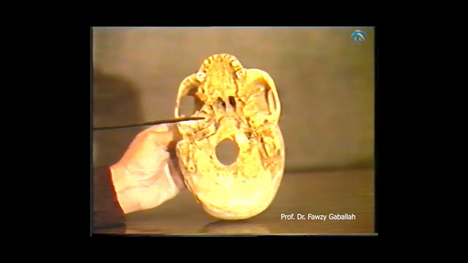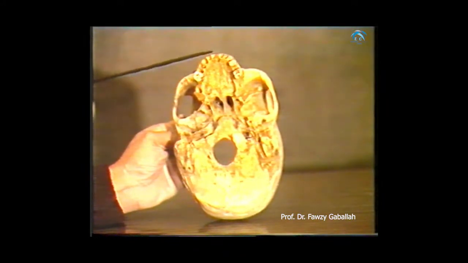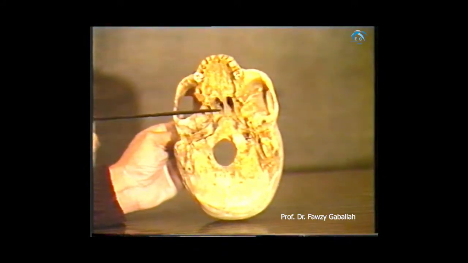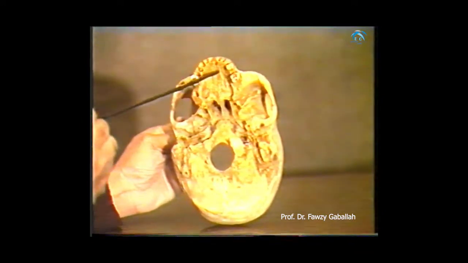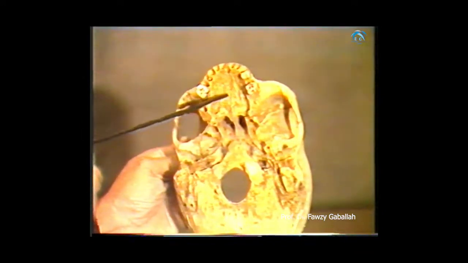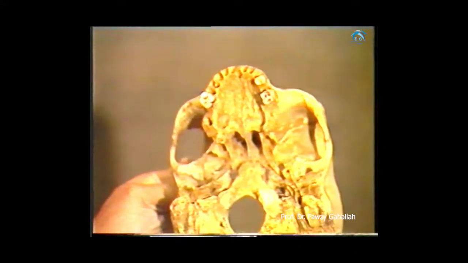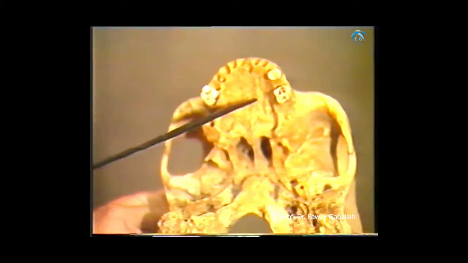This is the bony or hard palate. It forms the roof of the mouth and the floor of the nasal cavity. It is formed by the palatine process of the two maxillae in front and the horizontal plates of the two palatine bones behind.